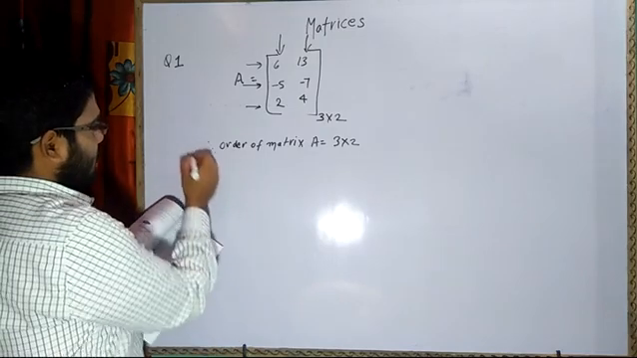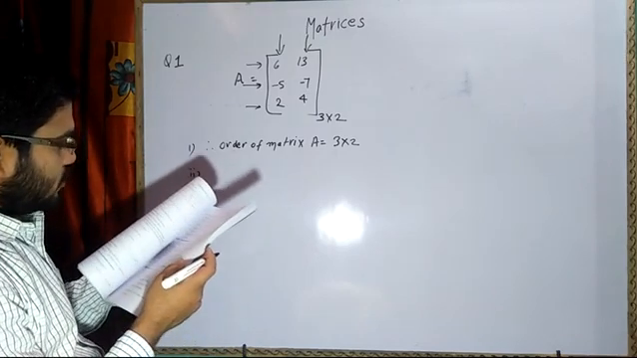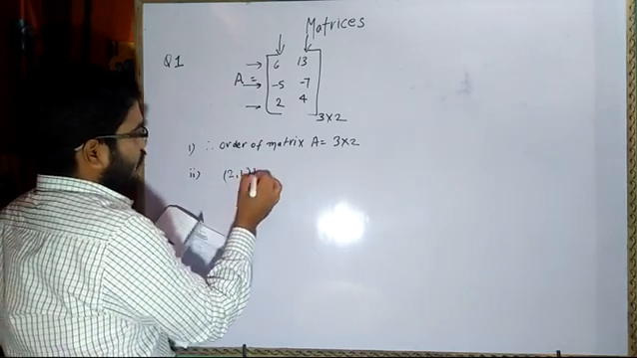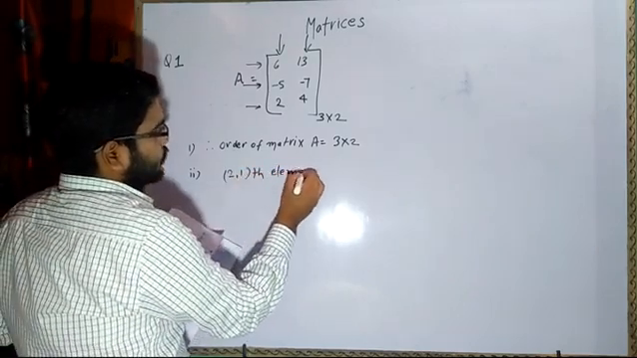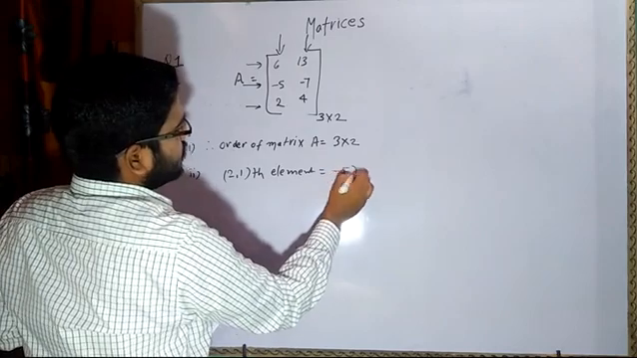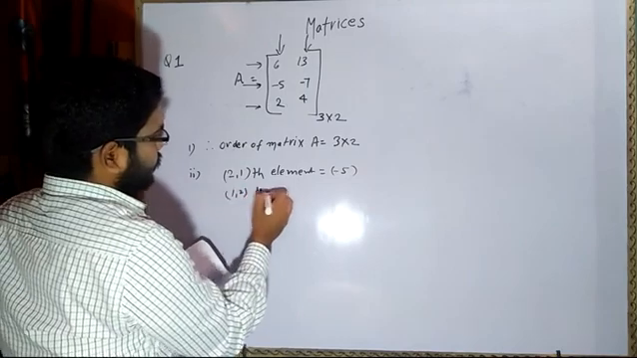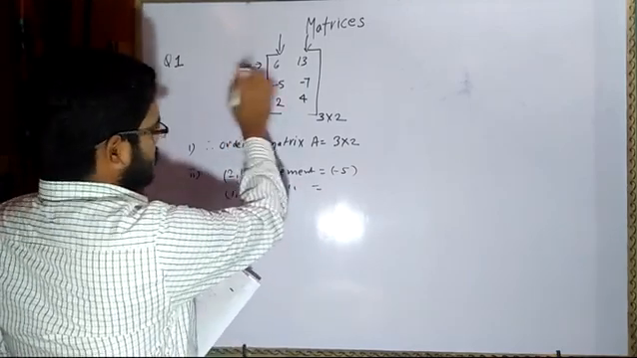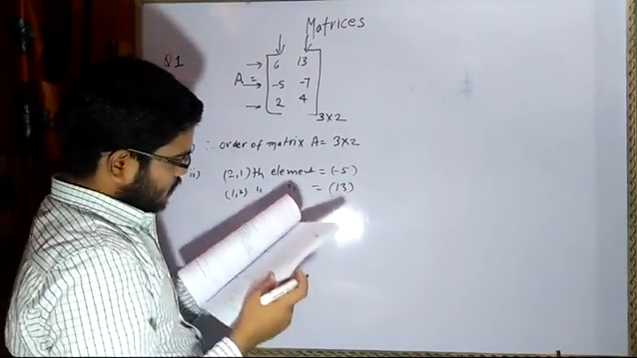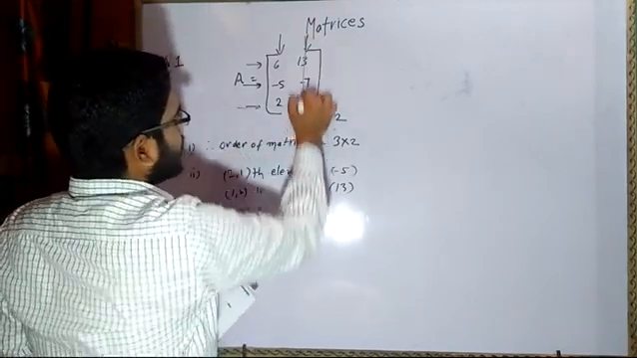Now the second question says find the a21, a12 and a32 terms. So the a21 element is equal to second row first column, that is 5. Then we have a12, first row second column, 13. Now we have a32, third row second column, 4.